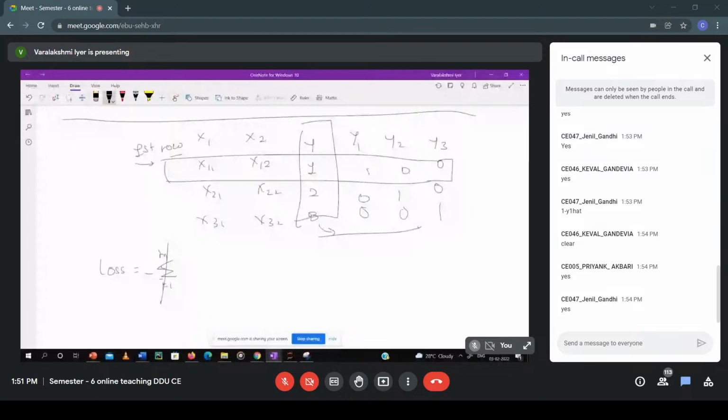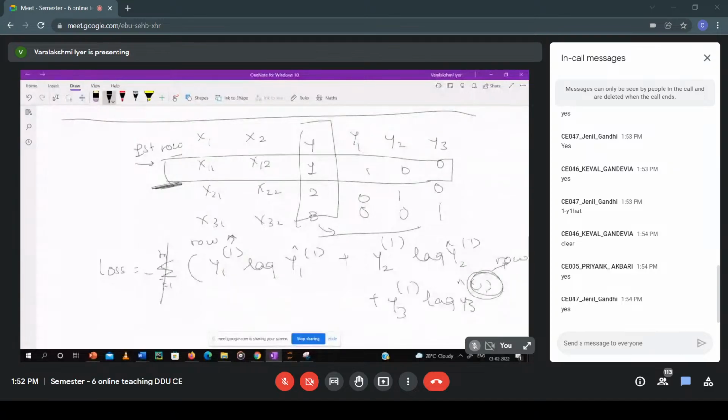So it will be y1 of 1. This i is actually the row value: y1 log of y1 hat of 1, plus y2 of 1 log of y2 hat of 1, plus y3 log of y3 hat of 1. Here the index is mentioning the row. So these two terms will be automatically equal to 0, yes or no? Because y2 and y3 values are 0 here.